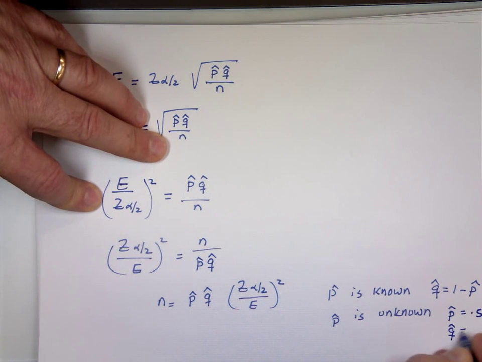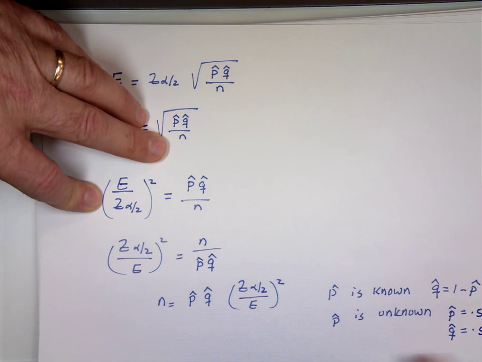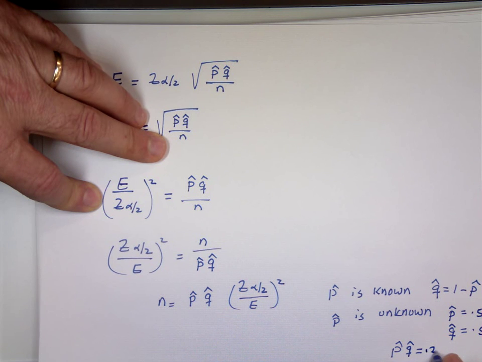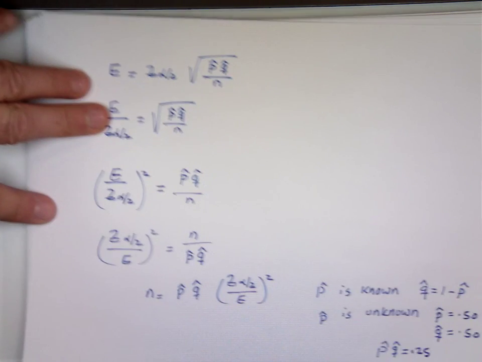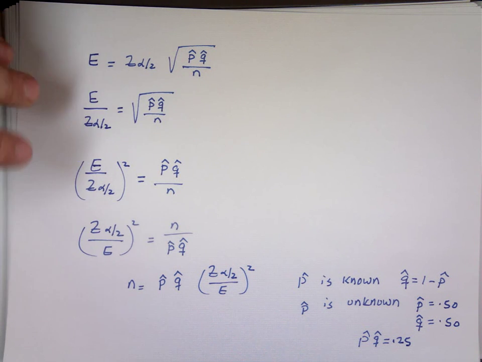When you multiply them together, what are you going to have? 0.25. You don't have a choice. So if p is unknown, we have to use the 50-50.